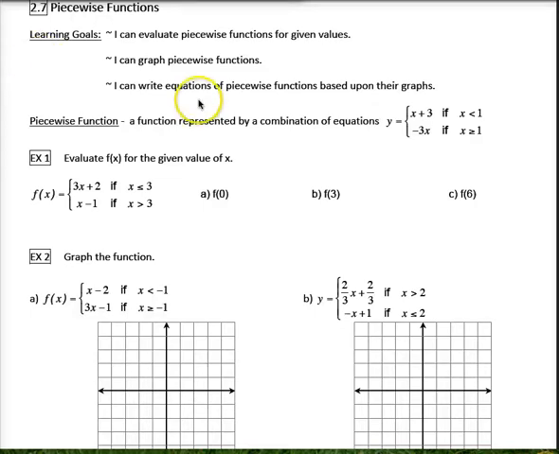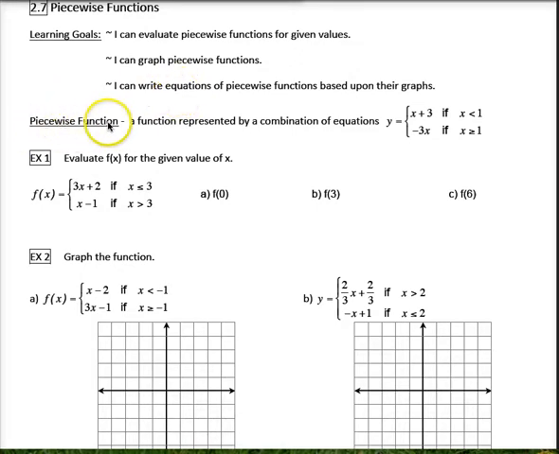Okay, we are going to talk about piecewise functions. We've got 3 learning goals up there, the first of which is to be able to evaluate piecewise functions for given values. Now, before we can do that, we probably should look at the definition for piecewise function.